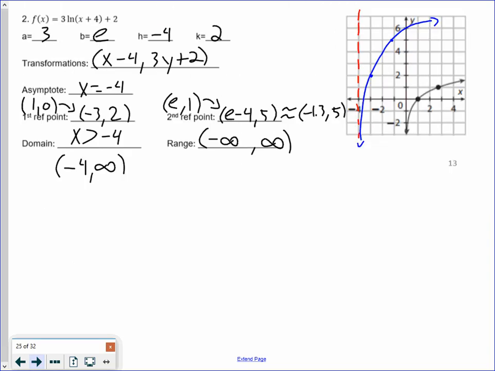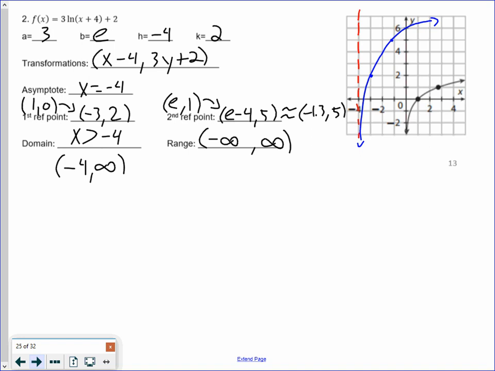All right, for number 2, this is what you should have gotten. Our A is 3, our B is e. The natural log is the same thing as the log base of e. So anytime you see an ln, that's a natural log. That's going to have a base of e, so our B is e. Our H is -4, our K is 2. So our transformation rule is x minus 4, comma 3y plus 2.